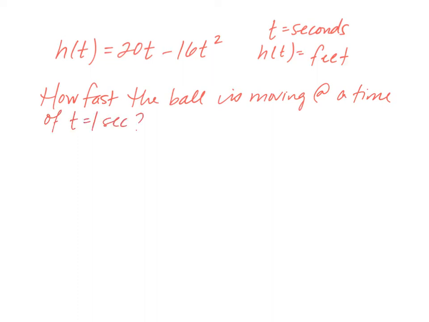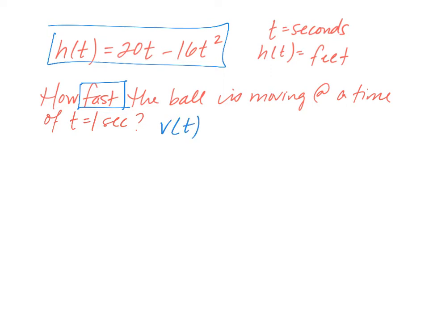Now in displacement, velocity, and acceleration problems, you're going to need to look for keywords. And in this problem, the keyword is fast, because that is telling us what we need to find. Fast relates to velocity, so we need to find the velocity function. To find the velocity function, I need to take the derivative of the original displacement, or in this case, height function. Now, this is a nice one because it would be a power rule.